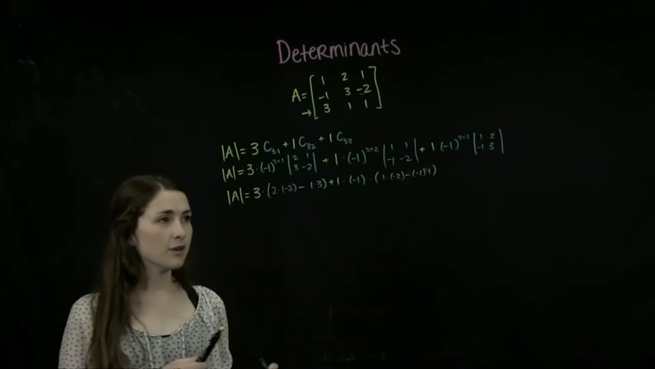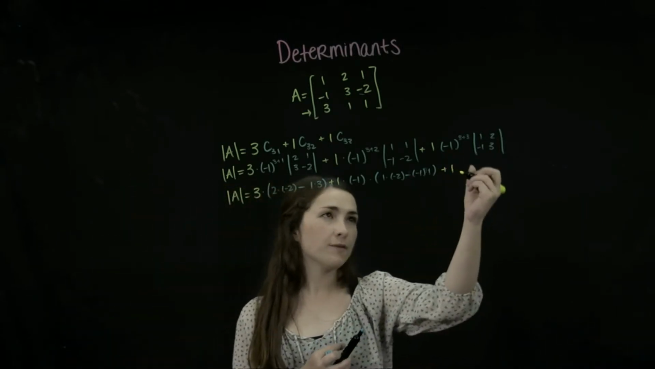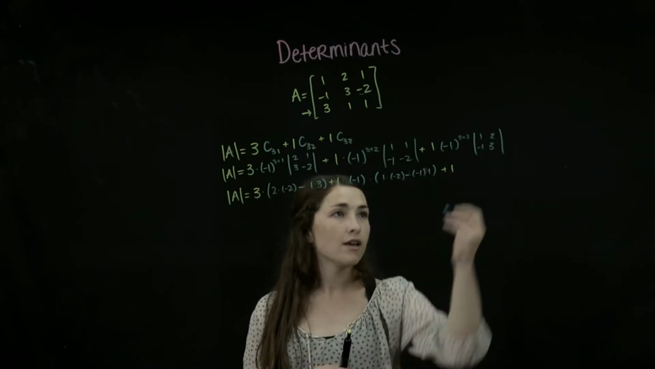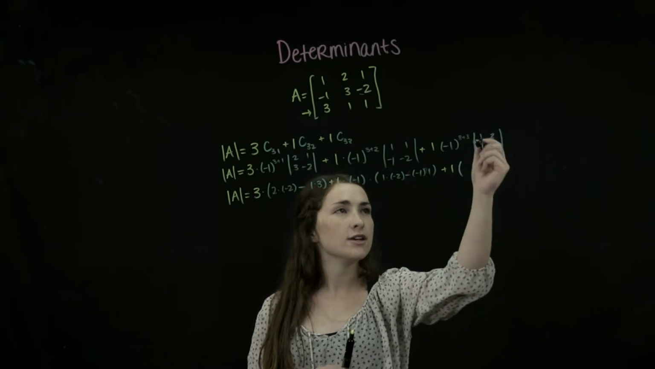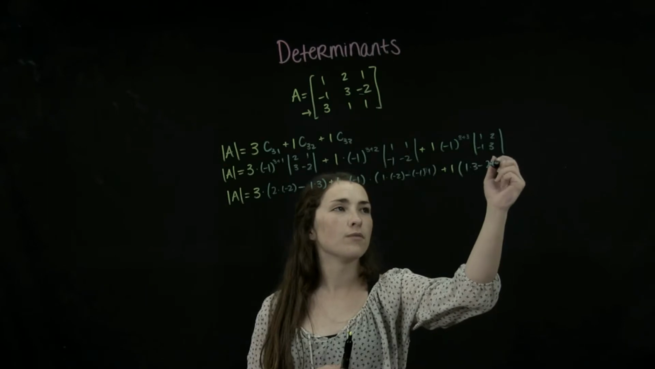That's going to be that determinant. Okay, and we have 1 term left to do. We're adding 1 times negative 1 to the 6th power, which is just 1. So we're just going to take 1 times this determinant. So we have 1 times 3 minus 2 times negative 1.